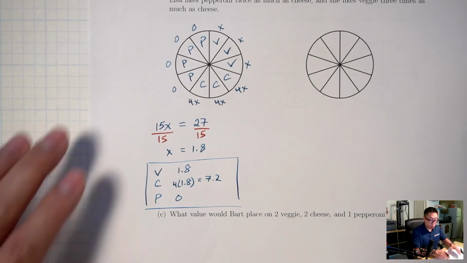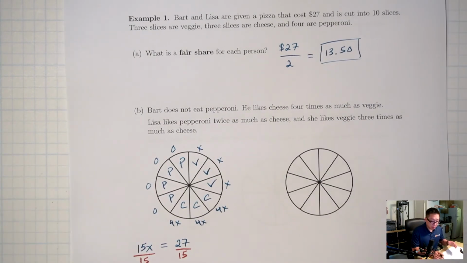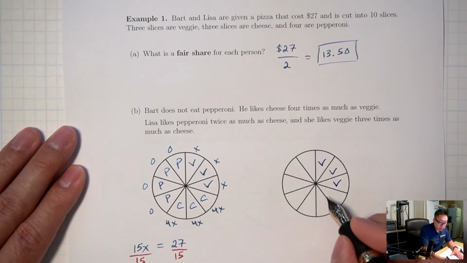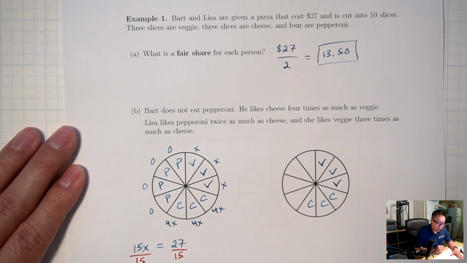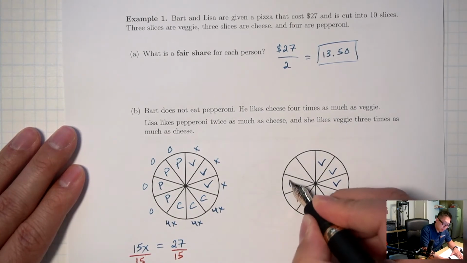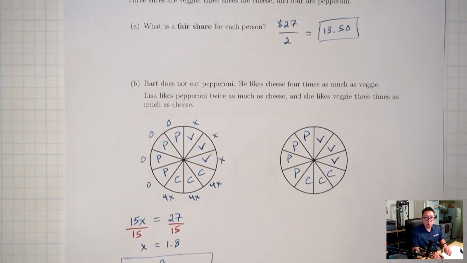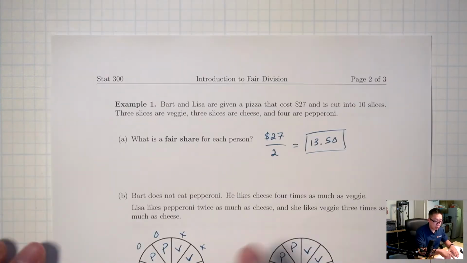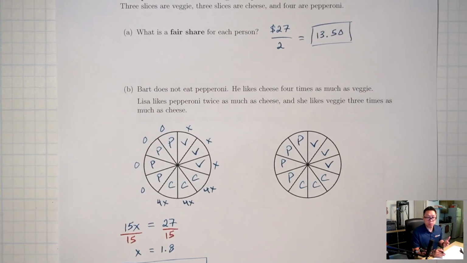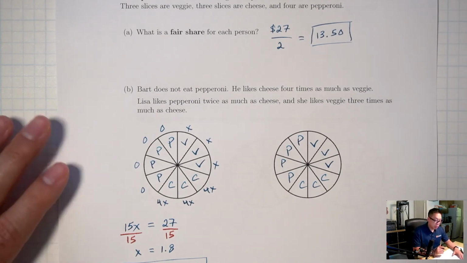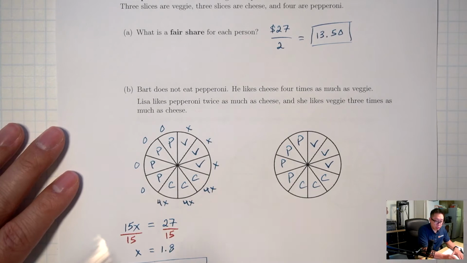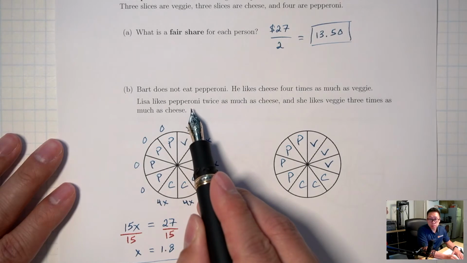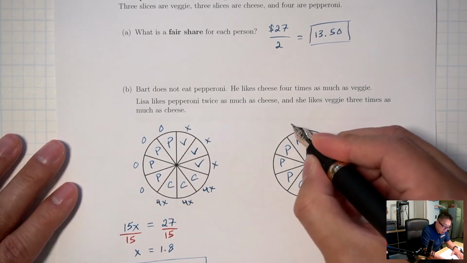Now we're going to do the same thing for Lisa. Okay, same pizza. So we have 3 veggie slices. We have 3 cheese slices. And we have 4 pepperoni slices. Okay, I want numbers around this pizza so that 1, they add up to the total, which is 27, and 2, they reflect what Lisa likes. So Lisa likes pepperoni twice as much as cheese. Okay, so twice means 2 times. I'm going to label the pepperonis 2 times, so 2x.